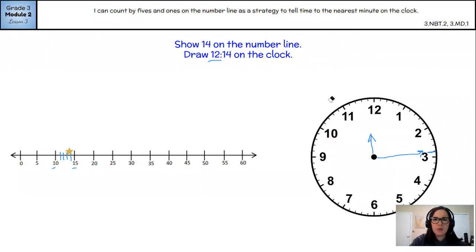Now, I do want to move my 12 over a little bit. It looked more kind of like it was pointing toward the 11. Let's make sure it's going toward, there we go, right towards the 12. That looks better. All right, boys and girls, now you're going to head off and try this on the exit ticket.